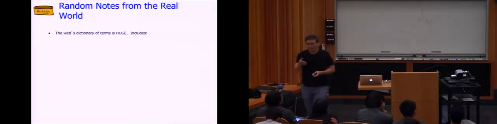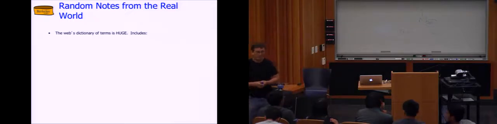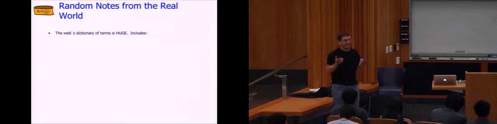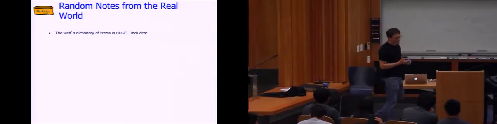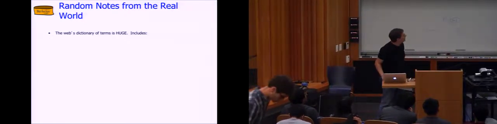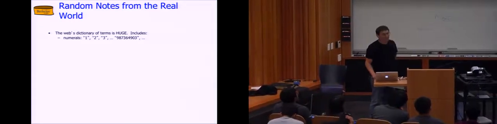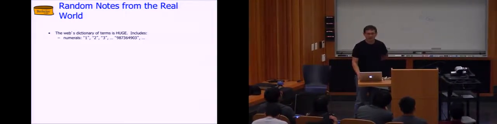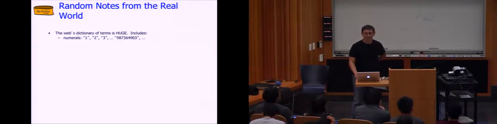So the first thing to know, and I think you were alluding to this question, the vector length, the dictionary of terms on the web is staggeringly large and way bigger than any language ever known to man. So all numerals you can imagine are somewhere on a web page, right? And people like to search by them because they're things like serial numbers, right?